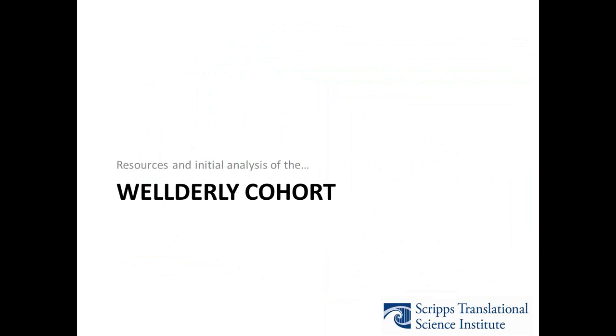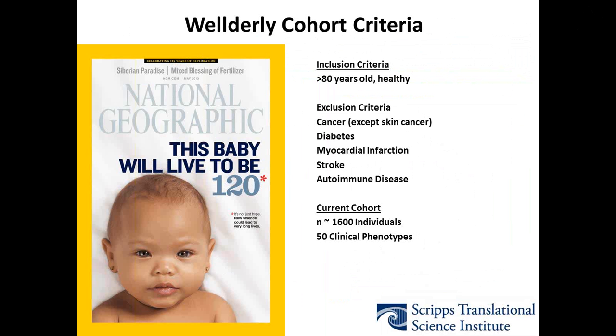So with that, I'll get into what the Wellderly cohort is and how it can be useful to the BD2K consortium. What are the resources exactly that are available? So this is a more detailed list of inclusion criteria. The basic inclusion criteria is over the age of 80 with no common chronic conditions, but there are some exceptions.